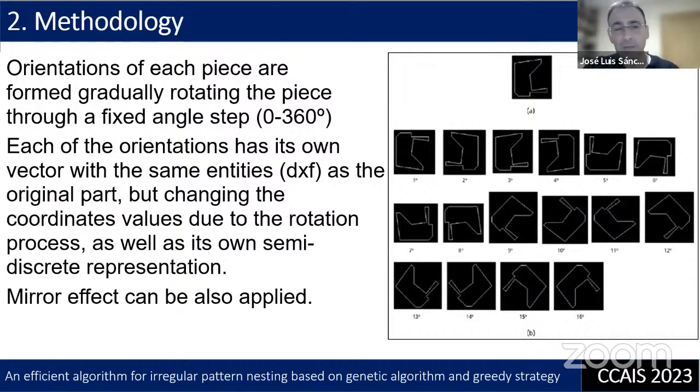With regard to the pieces, orientations of each piece are formed by gradually rotating the piece through a fixed angle step from 0 to 360. Each orientation has its own vector with the same entities in DXF format as the original part, but changing the coordinate values due to the rotation process. And a mirror effect can also be applied to the different orientations of pieces.